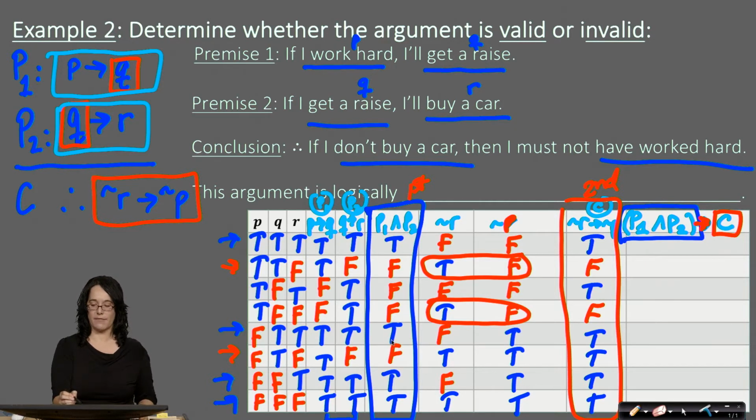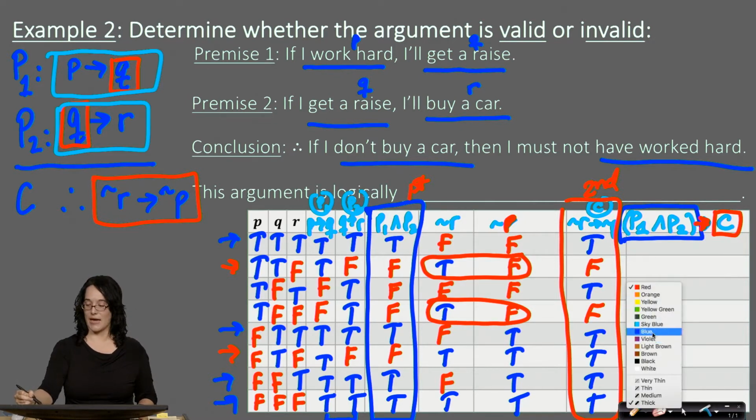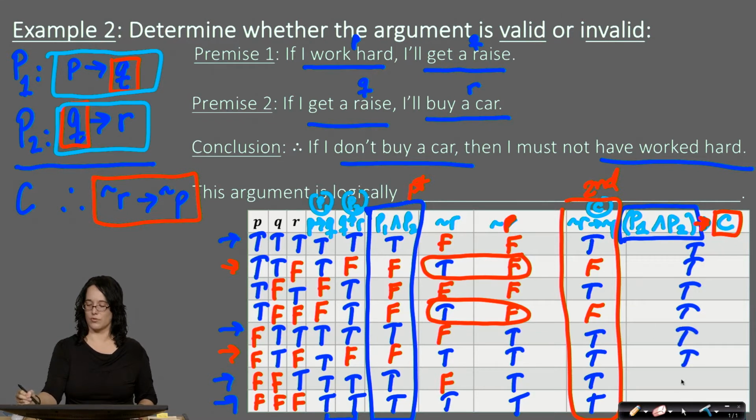But in row 5, we have a truth followed by a truth. That's okay. Row 6, we can skip because that's not even a truth for the first. But in rows 7 and 8, there are truths for the antecedent, but they're also true for the consequent. So this is, in fact, a tautology. True, true, true, true, true, true, true, true. So because this is a tautology, we can say that this is a logically valid argument.